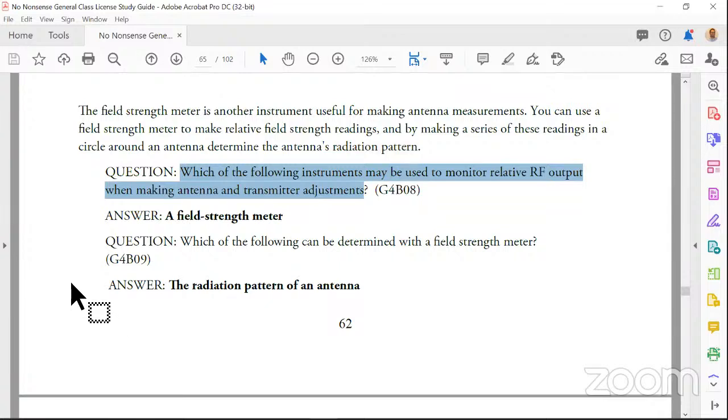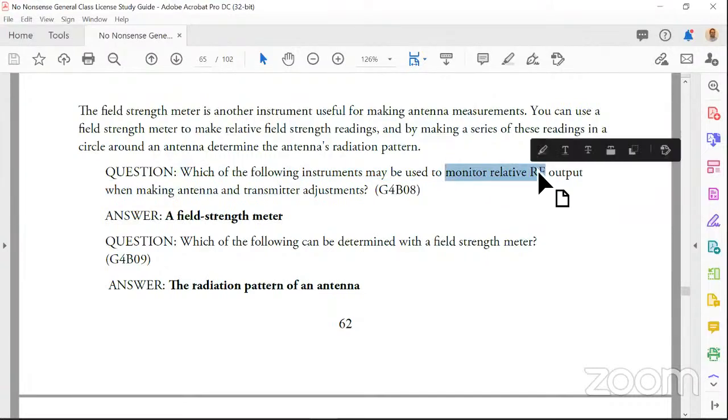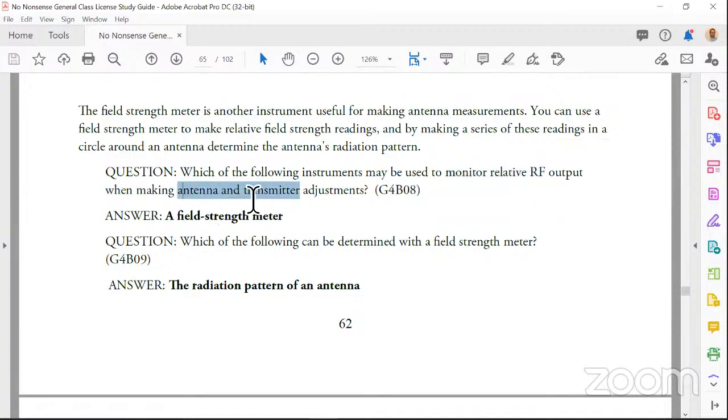Next question in the question pool. Which of the following instruments may be used to monitor relative RF output when making antenna and transmitter adjustments? Okay, so we are monitoring relative RF output. In other words, some kind of signal strength when we are doing antenna and transmitter adjustments. Remember we showed a little instrument that we could walk around or move the antenna around, and we can see what signal strength it is, and we could even plot it on a graph. Well, that instrument, we had called that a field strength meter.